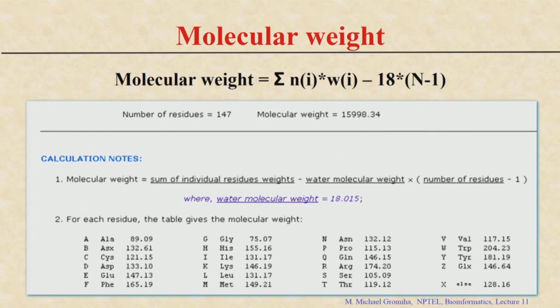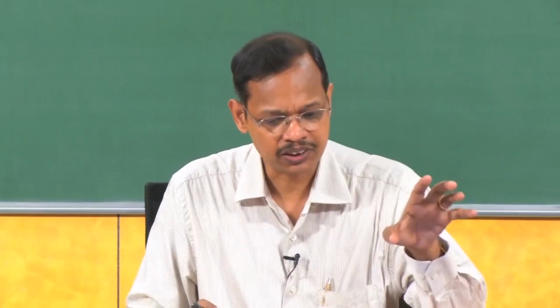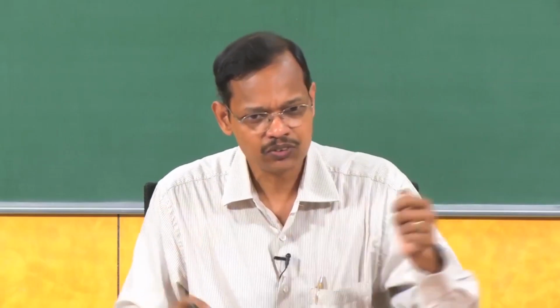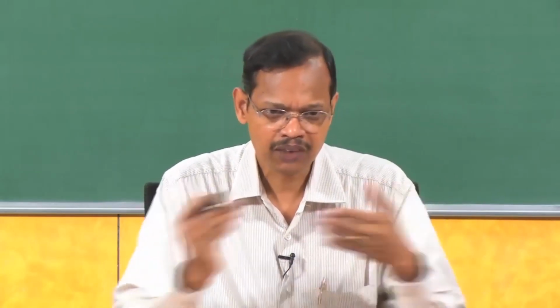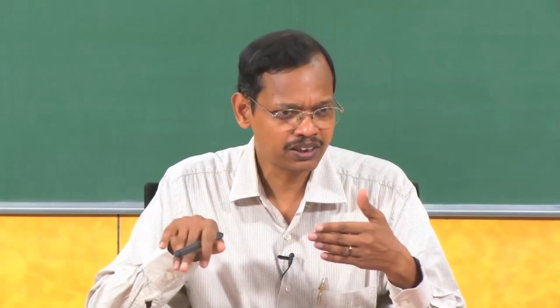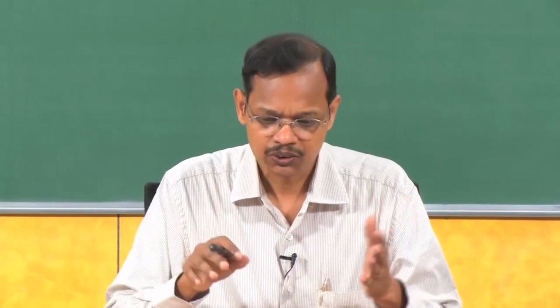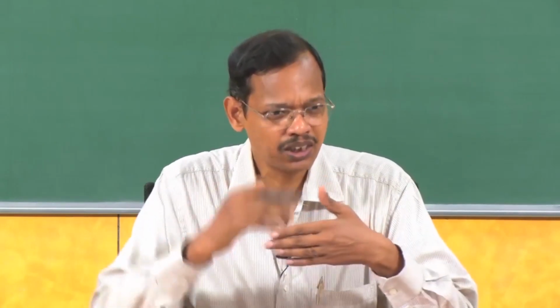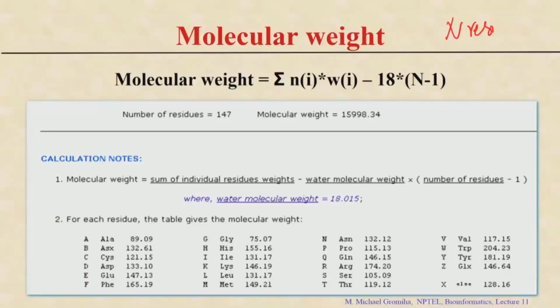So, how to get the molecular weight? If you have a dipeptide, for example, 1 amino acid and 2 amino acids, 3 amino acids, if you join them together by means of a peptide bond, when you make a peptide bond, a water molecule is eliminated. So, when you combine two amino acid residues, you will eliminate 1 water molecule. If there are n residues, how many water molecules will be eliminated? N minus 1 water molecules.